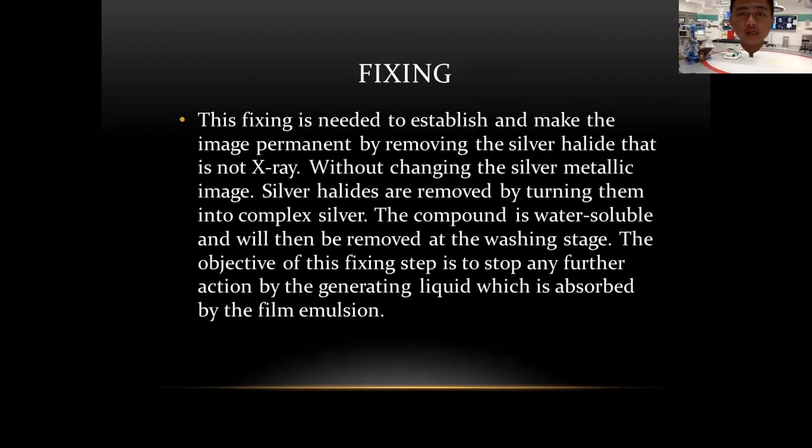And then fixing. This fixing is needed to establish and make the image permanent by removing the silver halide that is not exposed to X-rays. Without changing the metallic silver image, silver halide is removed by turning it into complex silver. The compound is water soluble and will then be removed at the washing step. The objective of this fixing step is to stop any further action by the developing liquid which is absorbed by the film emulsion.